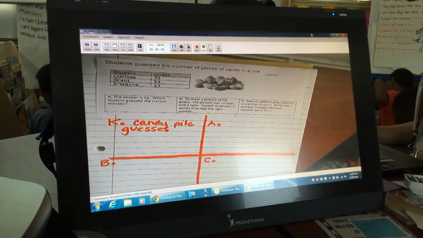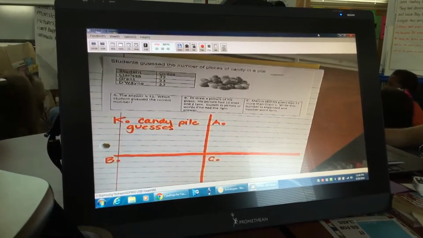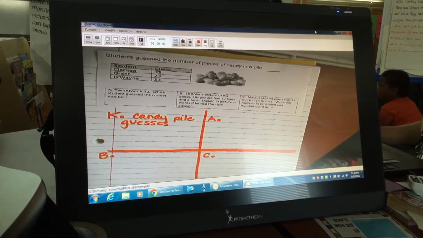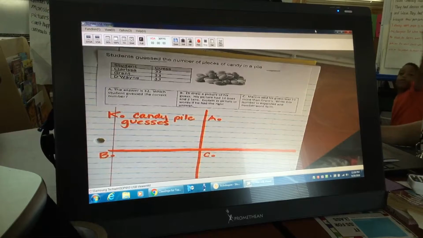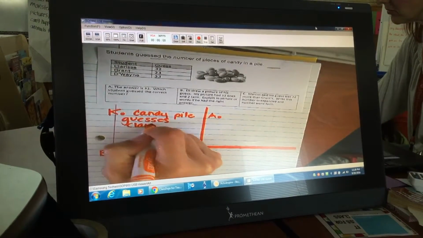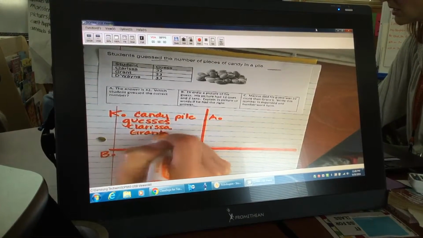Xavier? They guessed how much candy there was? How many people guessed how much? 3. 3. We've got Clarissa, Grant, and Dwayne.